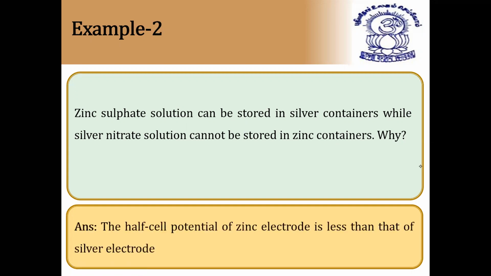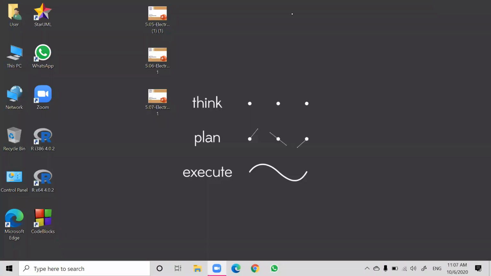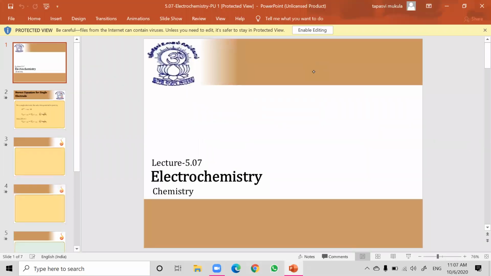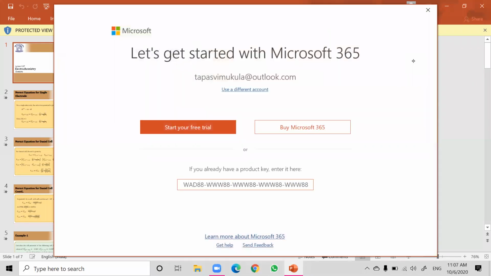Next. So the half cell potential of the zinc electrode is less than that of the silver electrode. Next we have, so the electrode potential topic, we are going to finish. Very, very important.